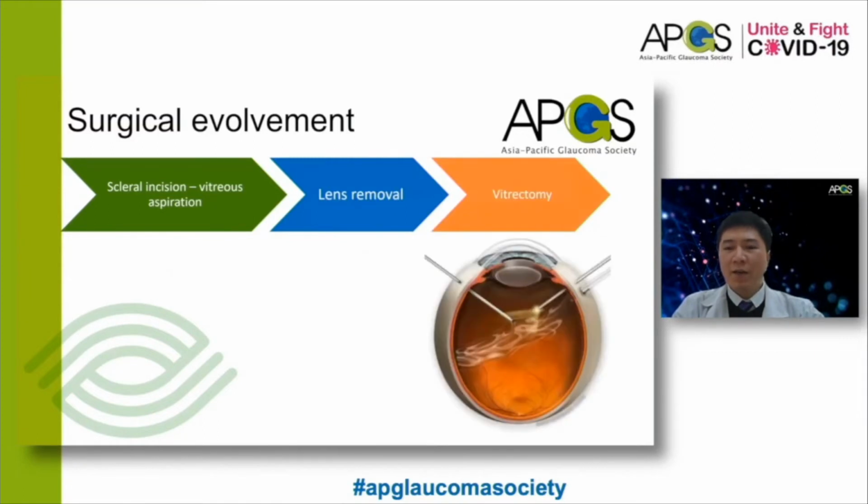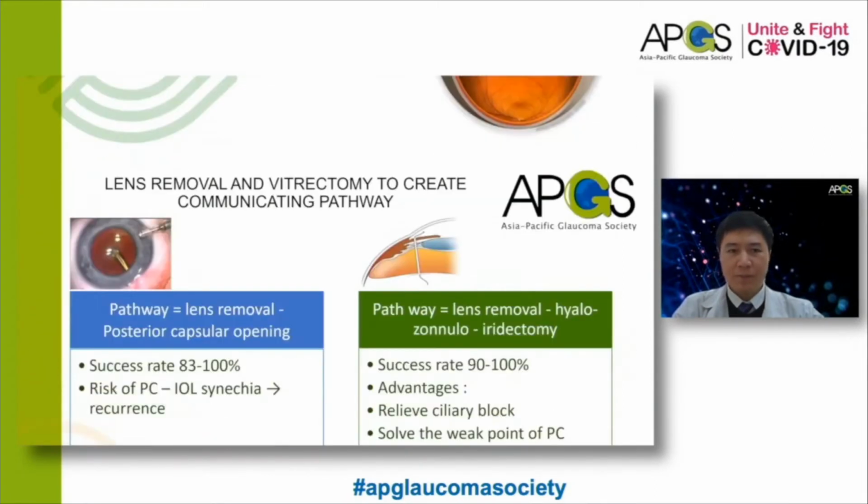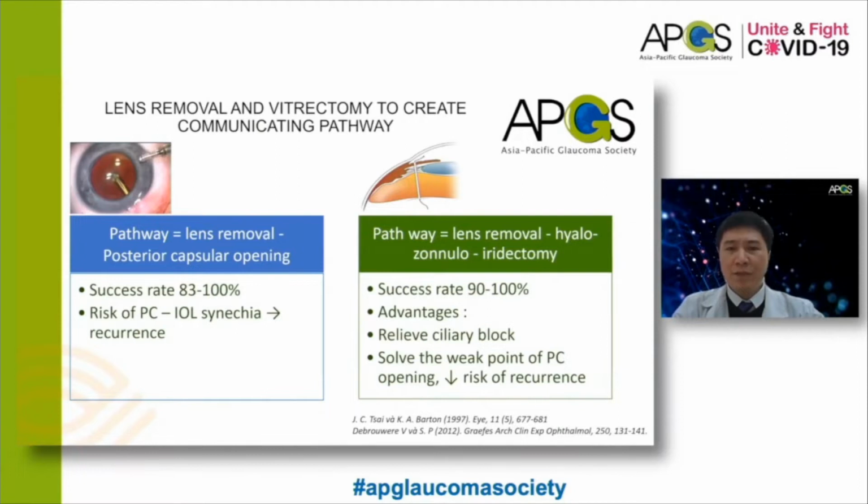And after that, other authors described more advanced techniques, including lens removal and vitrectomy. The ultimate purpose is to create a communicating pathway, which can be lens removal plus posterior capsule opening, with a success rate of up to 100%. But with this kind of technique, we still have the risk of synechia between the posterior capsule and the intraocular lens, and that can create recurrence.